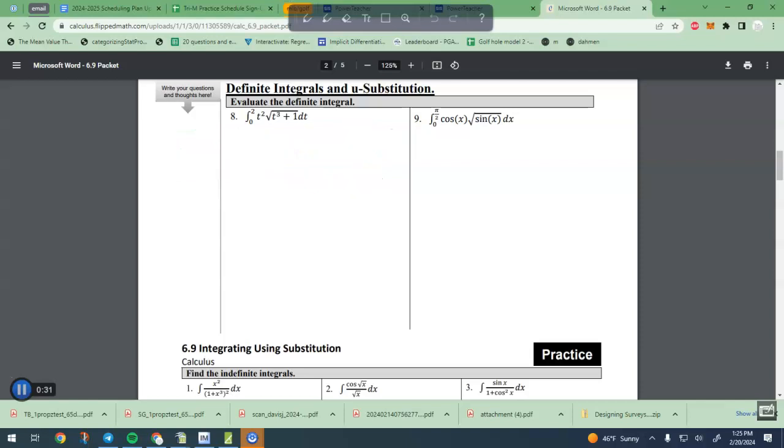All right, let's try 9. Looks a little more intimidating because of the trig, but it's not bad. I'm going to do it on a separate page. The cos times root sine. Sine times root cos. Cos times root sine. So I would first write it as sine of x to the 1/2. I think that's easier than roots, and that's easier to see the big guy, little guy.